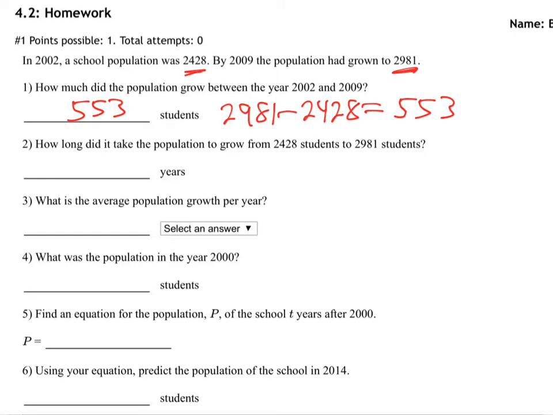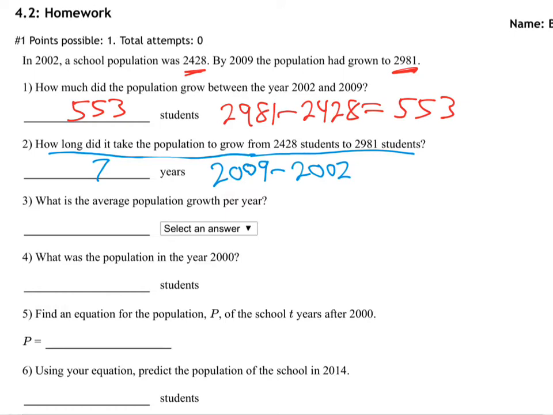Next question. How long did it take the population to do this? How long did it take in years? Yeah, because it's 2009, take away 2002. That was 7 years. So their next question, what is the average population growth per year?